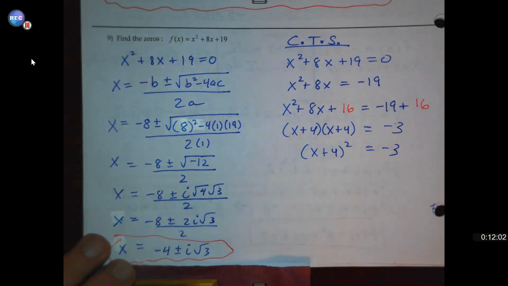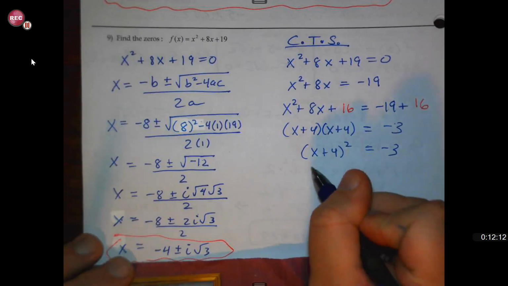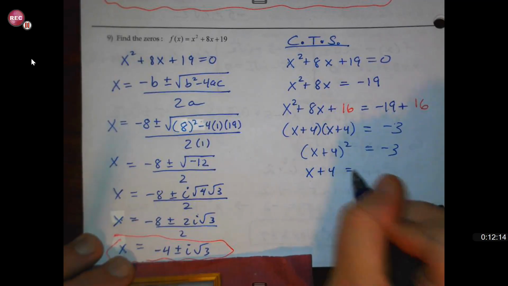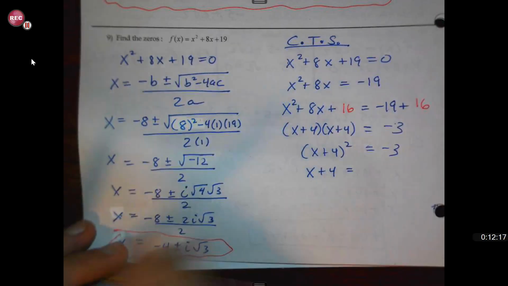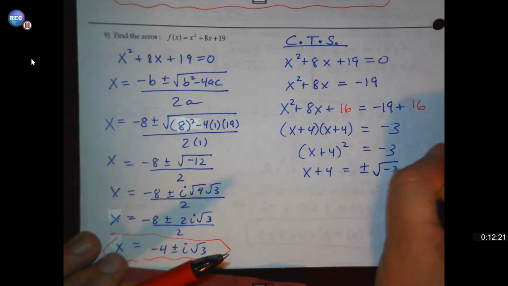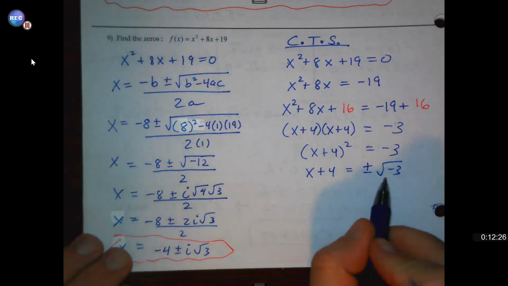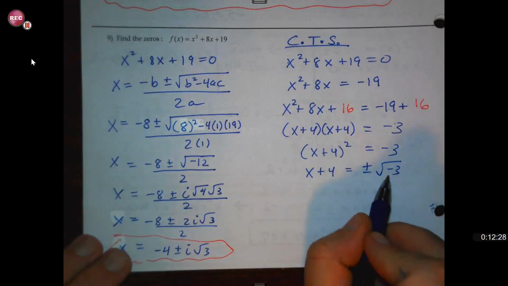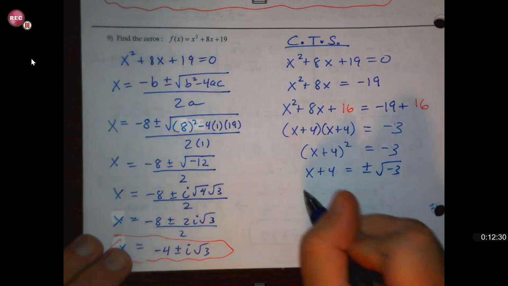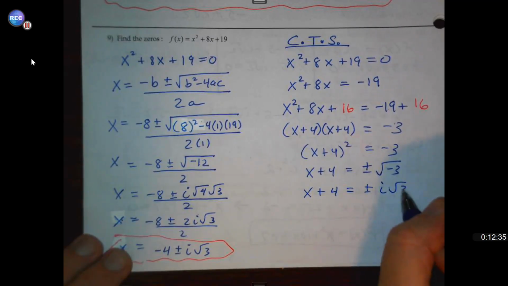So now to solve for the x, we're just going to use the square root property. And we're just going to take the square root of each side. So when I square root the left side, I'm going to get x plus 4. When I square root the right side, I'm going to get plus or minus the square root of negative 3. Don't forget the plus or minus. Now, the square root of negative 3 is actually i radical 3. It's imaginary. So I could rewrite this as plus or minus i radical 3.